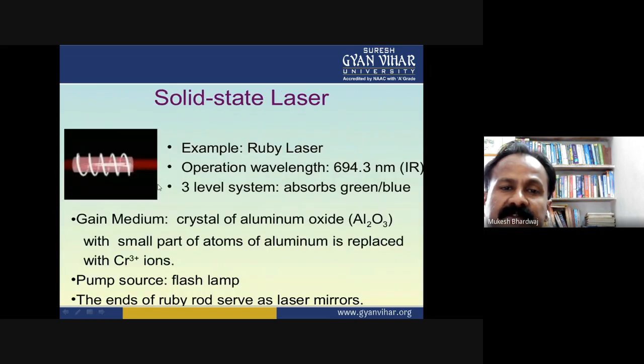Solid state laser, for example the ruby laser. Operational wavelength is 694.3 nm. Three level system: absorb, green, oblique, blue. Gain medium: a crystal of aluminum oxide, where a small part of the aluminum atoms is replaced with Cr3+ ions. Pump source: flash lamp. The ends of the ruby rod serve as the laser mirrors.